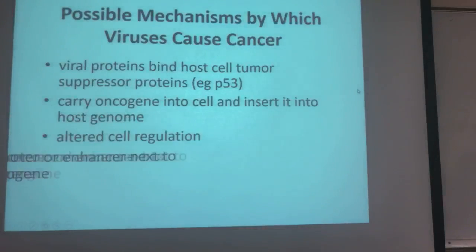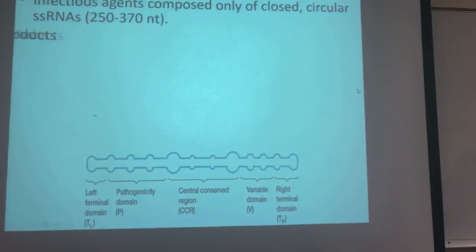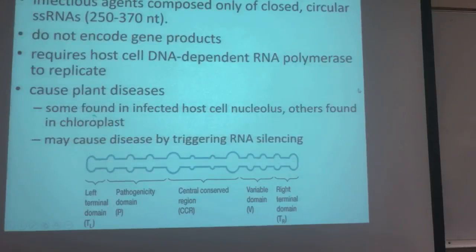What else? We talked about viroids, and what you should know about these is that they do not encode gene products, so there's no genes on there that make proteins. That's good to know. They infect plants. And how do they work? With silencing, RNA silencing. Okay, those are the important things to understand about viroids.